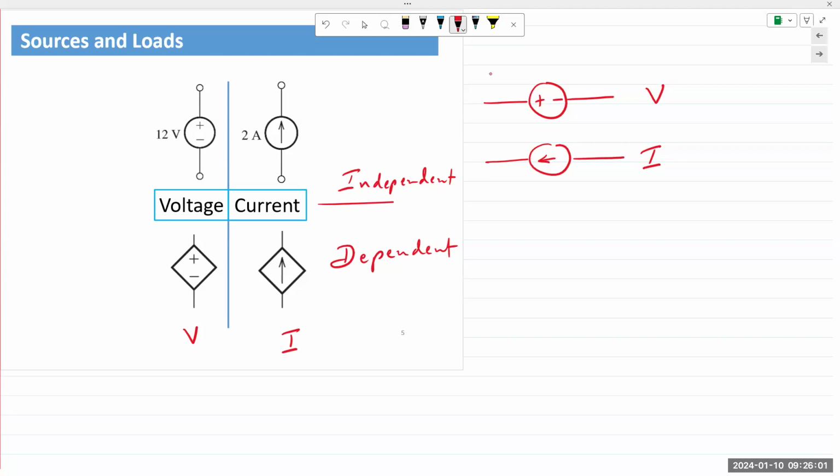So we are required to teach both independent as well as dependent sources. So I will have one or two problems perhaps based on dependent sources, but for the most part, everything that we do in 201 has to do with independent sources. Okay.